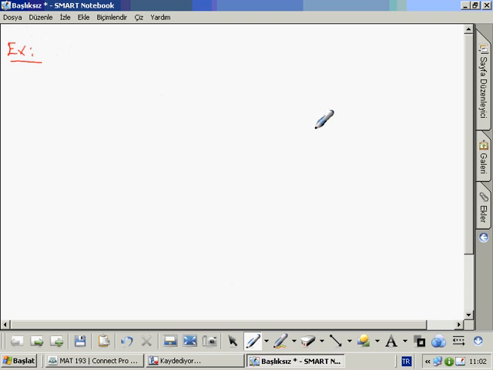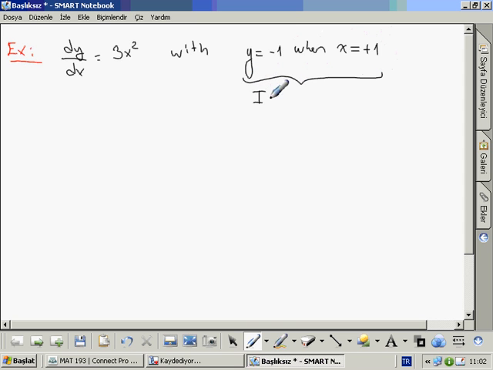Example again, ∂y/∂x equals 3x squared, with y equals -1 when x equals +1. This is our initial condition.